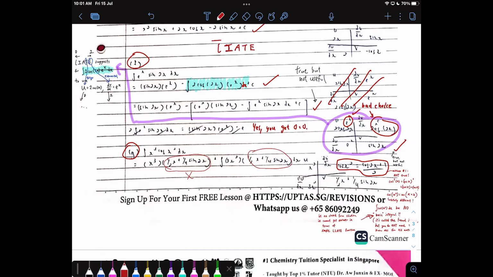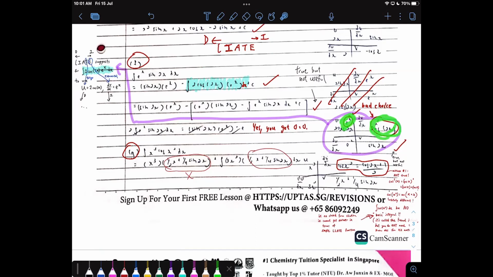Who do you differentiate? The L. Differentiate. Then the other guy is integrate, right? This direction should be differentiate. That direction will be integrate. Closer to the left, you differentiate. Closer to the right, you integrate. So you got exponential here, and you got trigonometric. This part clear to you? How to identify the types of functions?